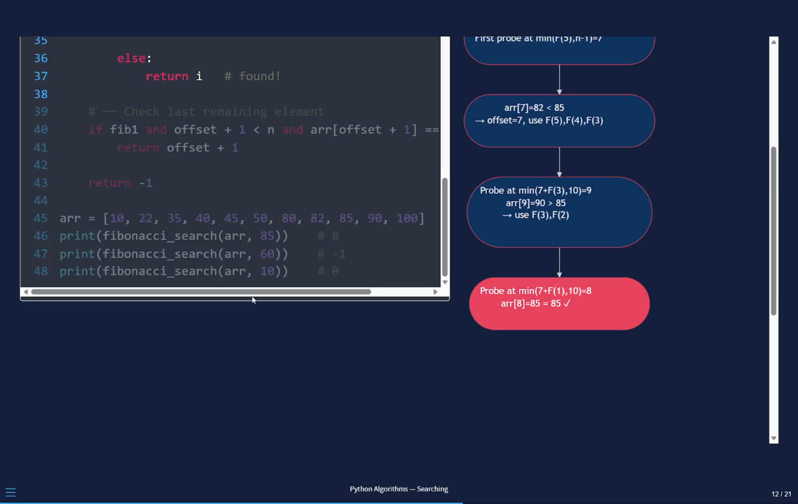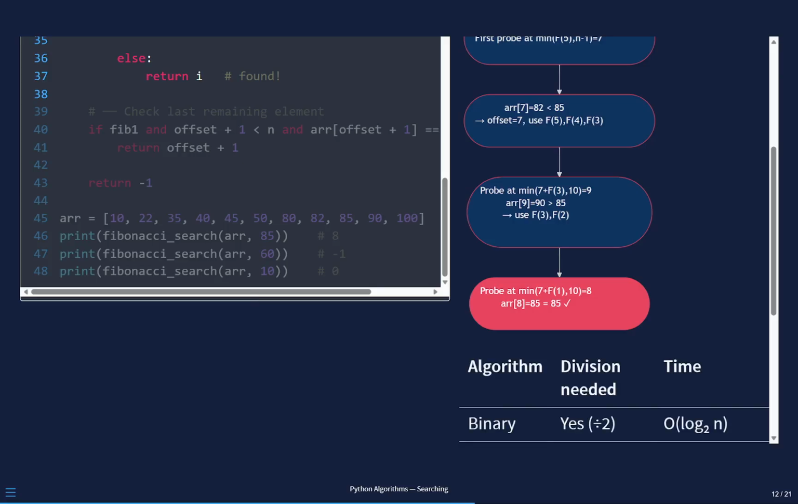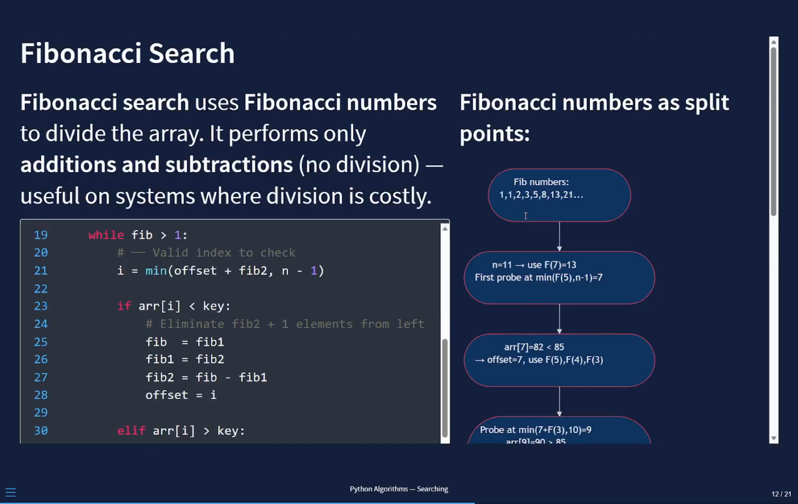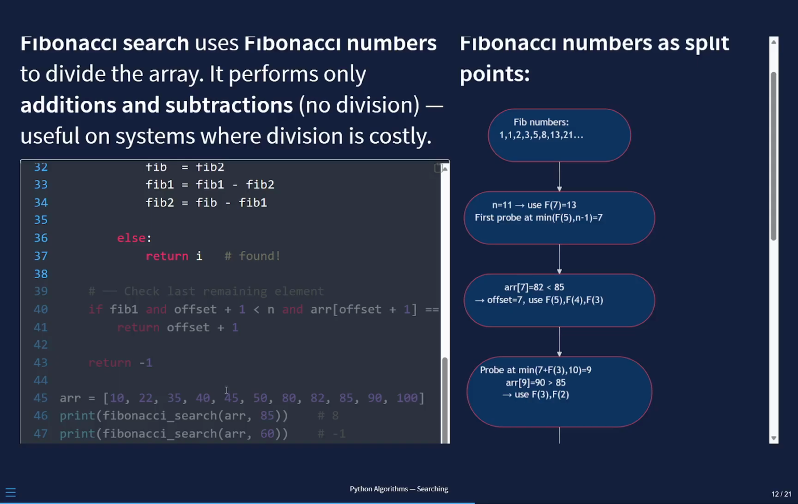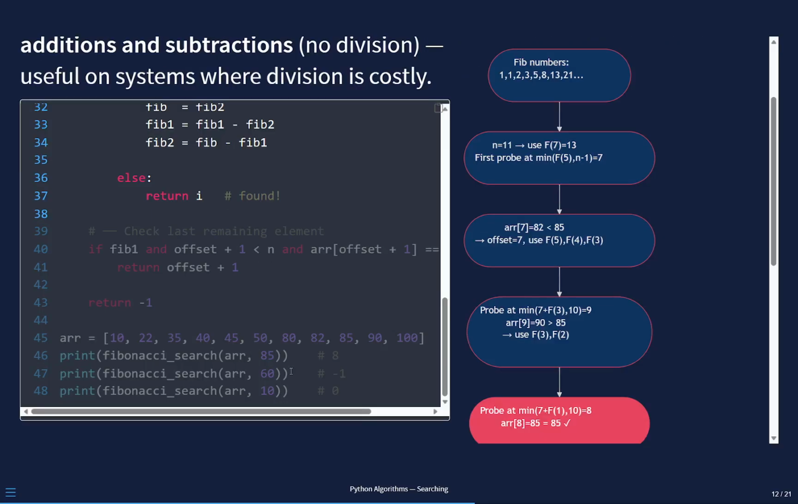The trace shows key equals 85 in an 11-element array. Start with Fibonacci triplet 5, 8, 13. Probe at index 7, value 82, too small. Advance offset to 7. Probe at index 9, value 90, too large. Probe at index 8, value 85. Found.